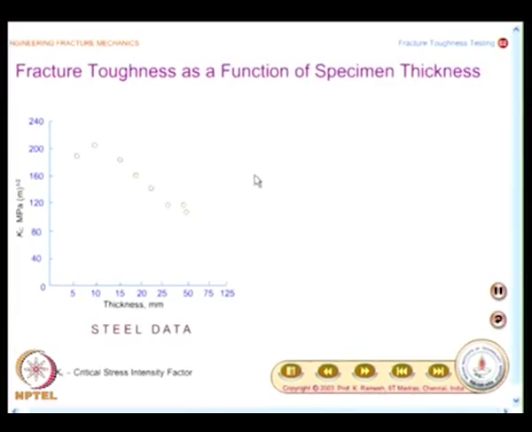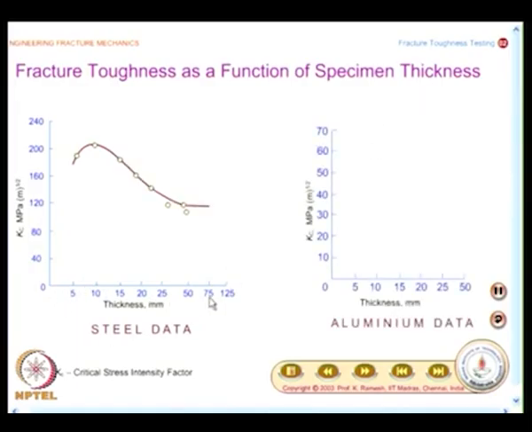And you could see fracture toughness as a function of specimen thickness. On the x axis you have the thickness in millimeters, on the y axis it is just put as Kc. The understanding is, if you put as Kc, it is a critical stress intensity factor. We are omitting that mode 1, because mode 1 is the predominant one people have analyzed, and you have the variation like this. So, it stabilizes around 120 MPa root meter, whereas it can go as high as around 200 MPa root meter for steel.